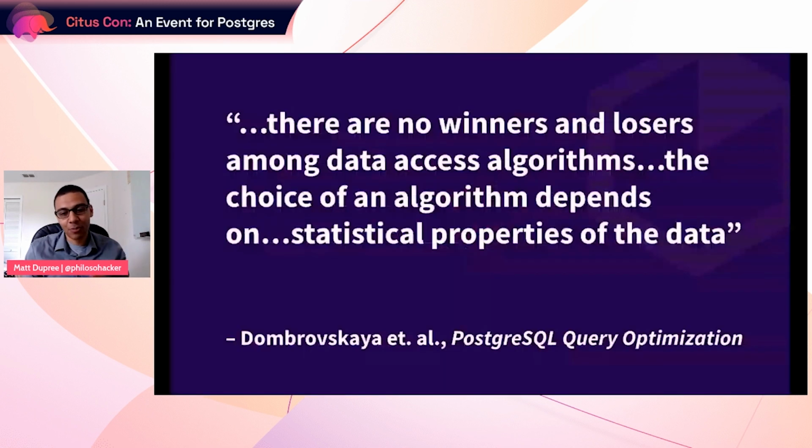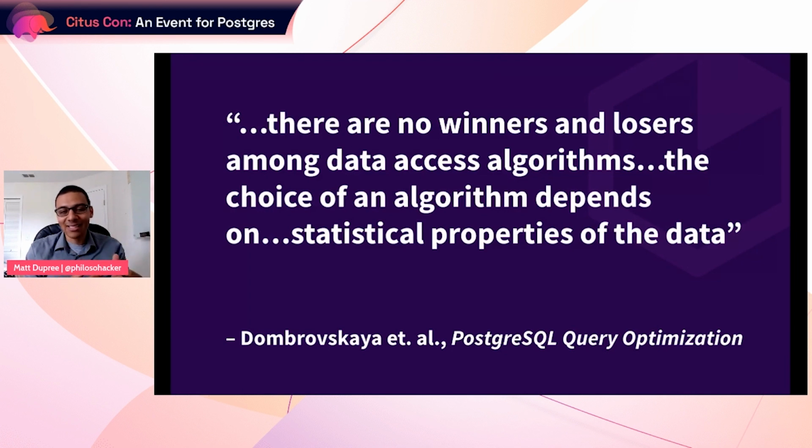The reason that this was happening, there's a nice quote from this book on PostgreSQL query optimization that explains why. I'm just going to quickly read this. It says, "There are no winners and losers among data access algorithms. The choice of an algorithm depends on the statistical properties of the data." And so what was basically happening is we were looking at a query plan, and we were seeing particular nodes in the query plan, particular data access algorithms, and we were saying, oh, this isn't fast in this case. Let's try and get the planner to choose a different algorithm.